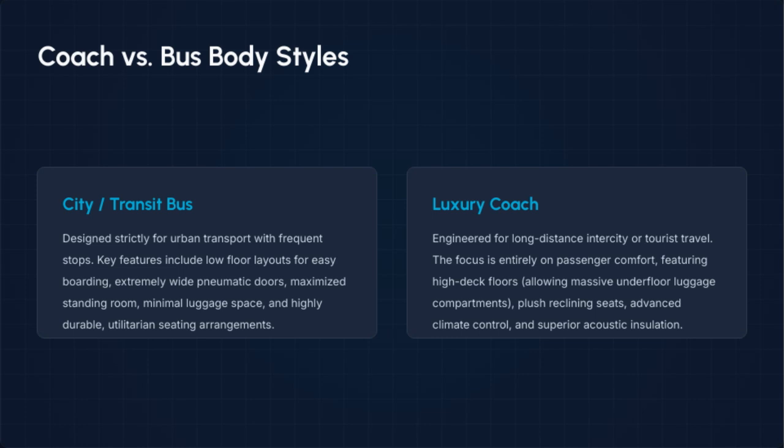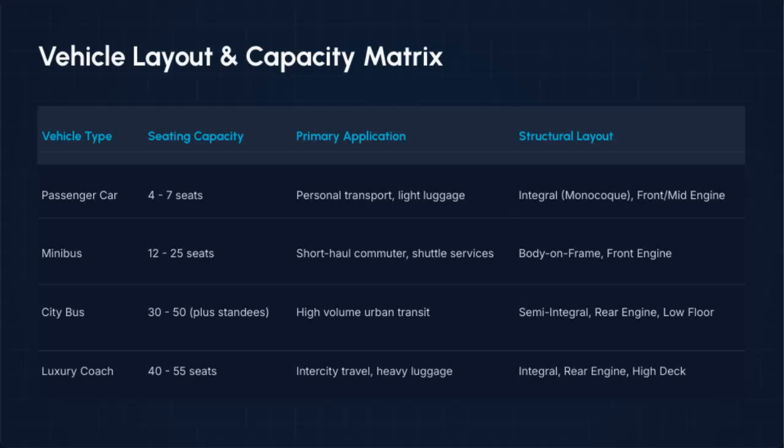The seating arrangements are highly durable and utilitarian, designed to withstand heavy daily use. So, in essence, these two styles serve different transportation needs. Luxury coaches prioritize comfort and space for longer journeys, while city buses focus on efficiency and quick passenger turnover in urban settings. Let's take a closer look at the vehicle layout and capacity matrix.